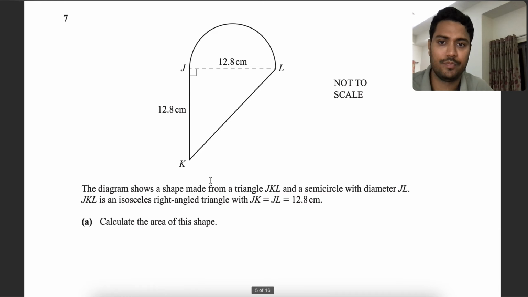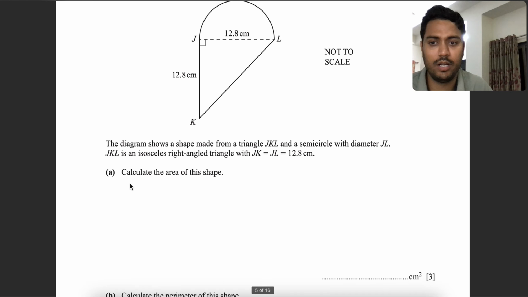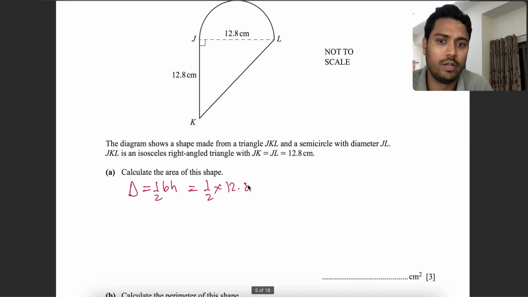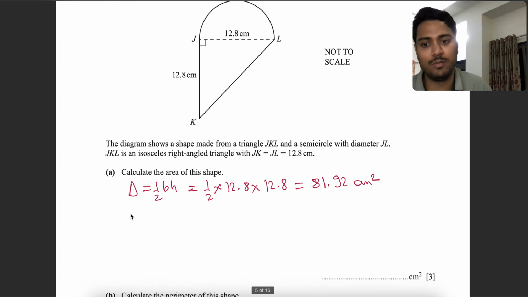So the area of the shape: the area of the triangle will be half base into height, which is half into 12.8 multiplied by 12.8, which is 0.5 multiplied by 12.8 multiplied by 12.8, and the answer is 81.92 centimeter square. What will be the area of the semicircle?